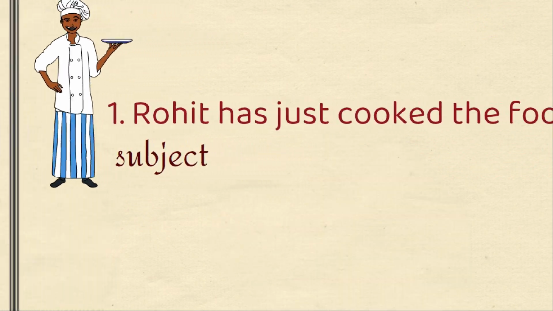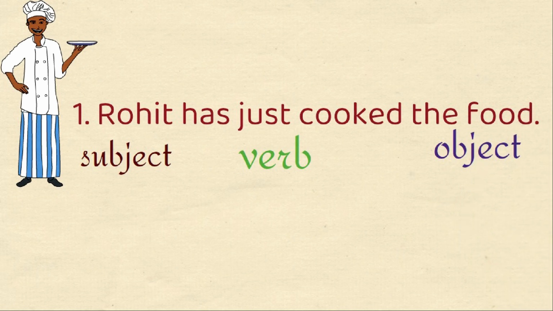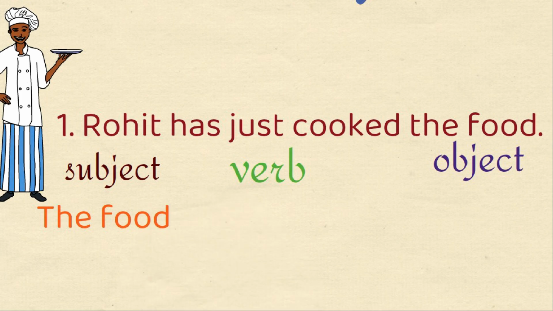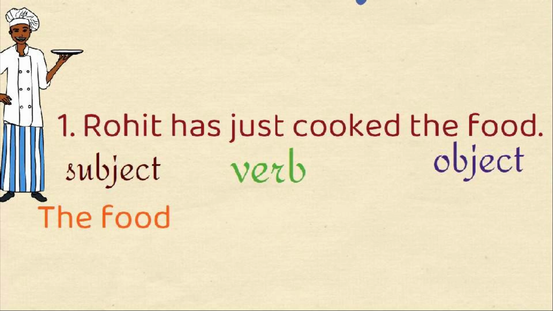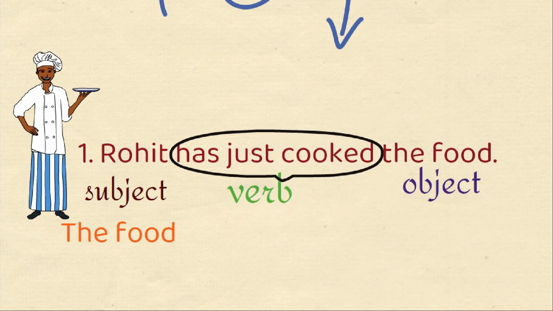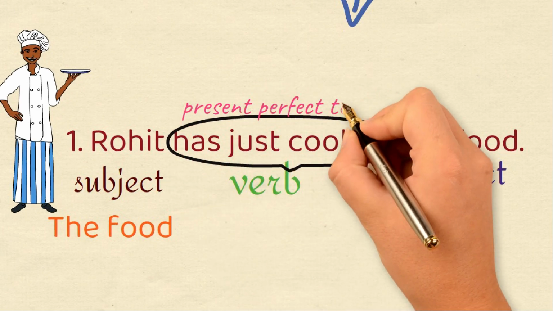The first step is to identify subject, verb, object in the sentence. Because we need an object to change the voice of this sentence. And here in this sentence, the food is the object of the active voice that we will take up as the subject of the passive voice. So the passive voice begins like this, the food. Now the verb form will be changed. Which tense is in this sentence? The present perfect, has just cooked.